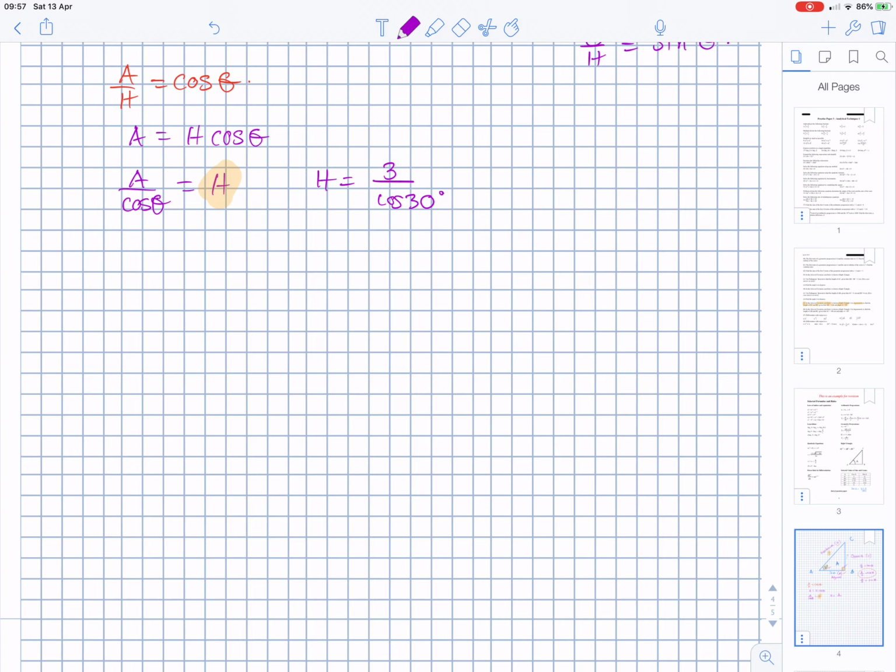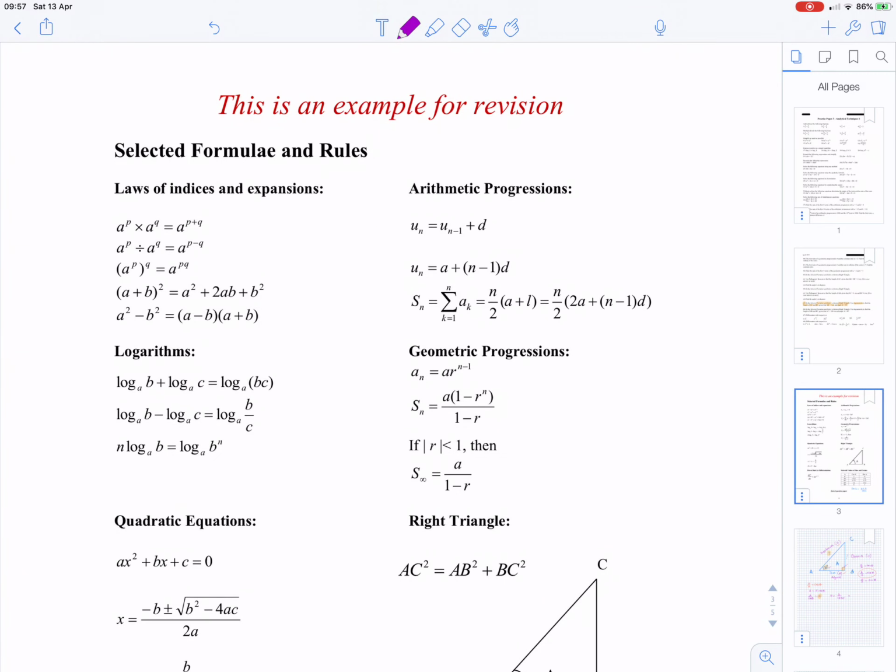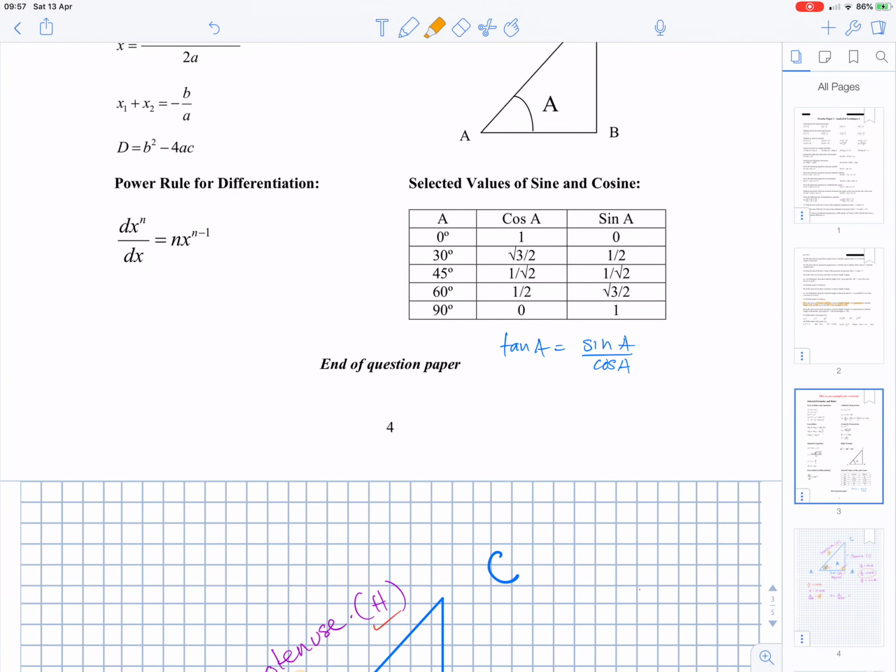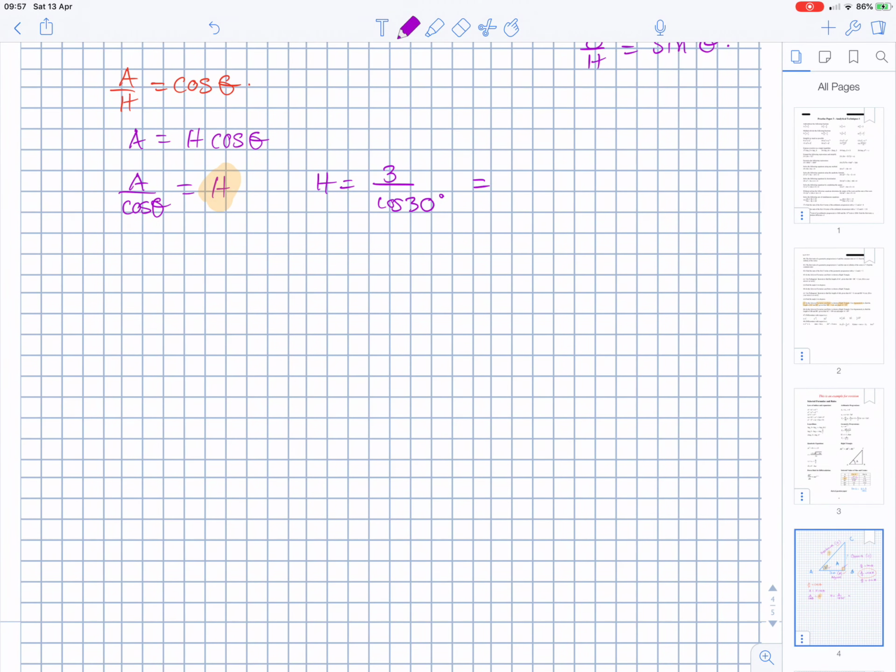So if we go back to here, we know that cos 30 degrees is root 3 divided by 2. So this is going to be 3 divided by root 3 over 2, which is the same as 3 over 1 divided by root 3 over 2. You change the division to multiplication, and you flip the second fraction, so it becomes 2 over root 3.